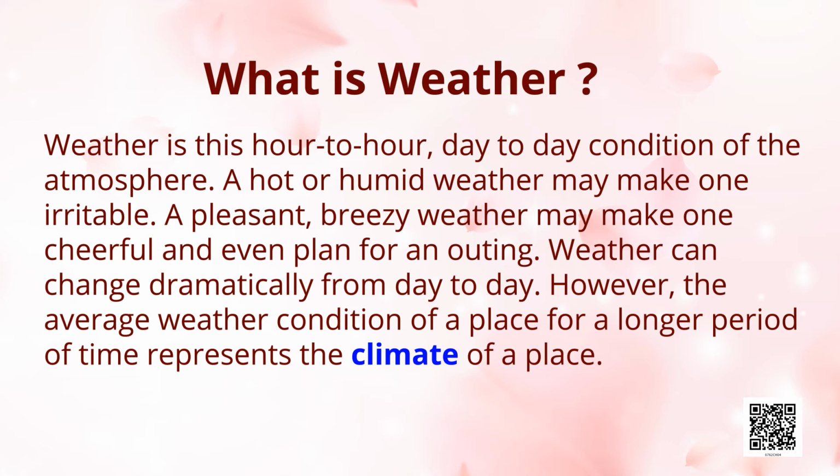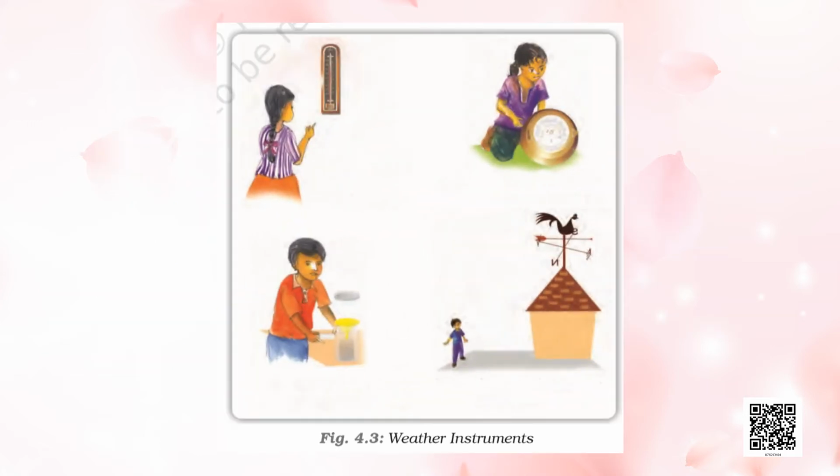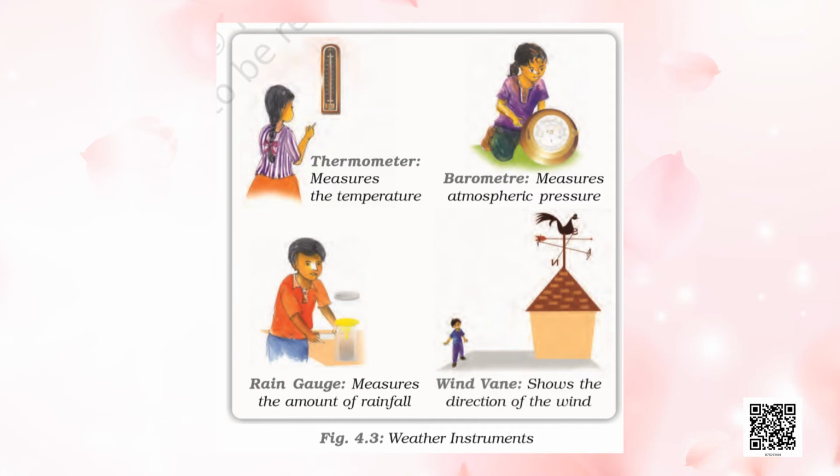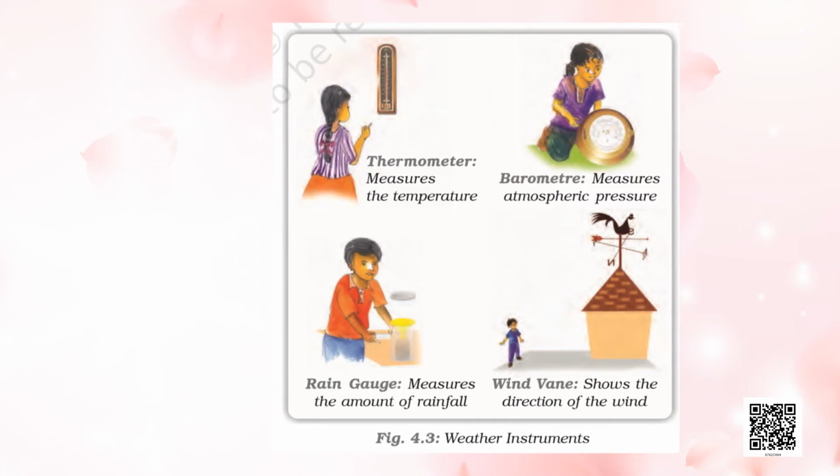Students, here are some different types of weather instruments. Figure 4.3. First, you see here the thermometer. It measures the temperature. Next is the barometer. It measures atmospheric pressure. Third, the rain gauge. It measures the amount of rainfall. Last is the wind vane. It shows the direction of the wind. So students, we discussed here weather instruments.